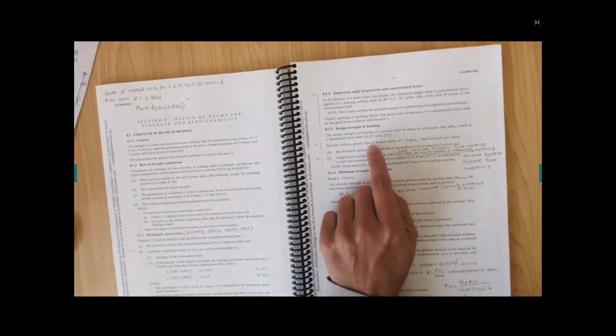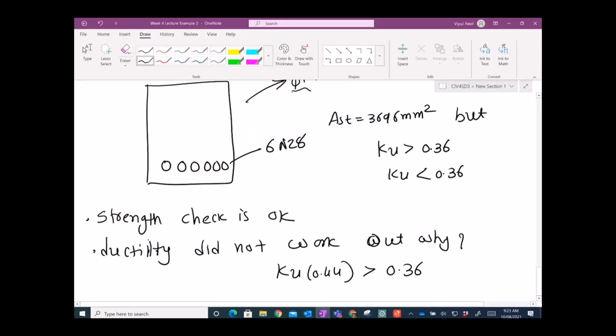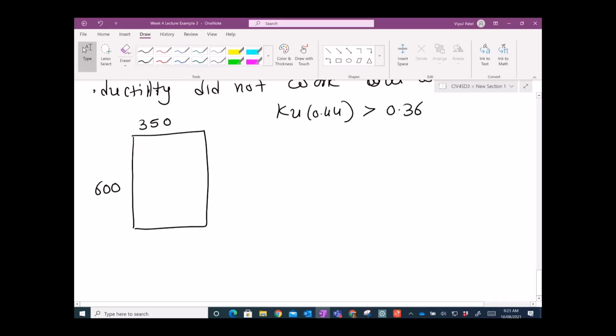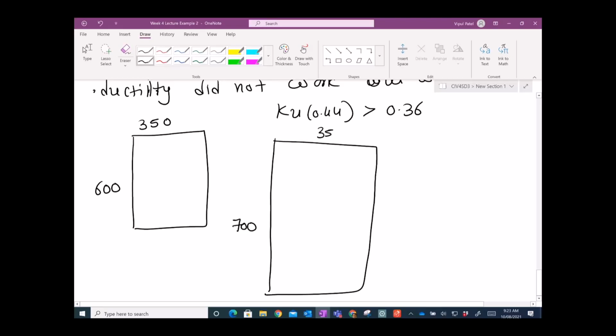By the way, standard doesn't want us to design KU greater than 0.36. We always keep it less than 0.36. So in that case we have options. What are your options? By the way, you have this 600 and you have 350, you have two options. Option number one, you can increase this D, say 100 and 350, and you can keep all this Rio 6 bar and you do all this again.